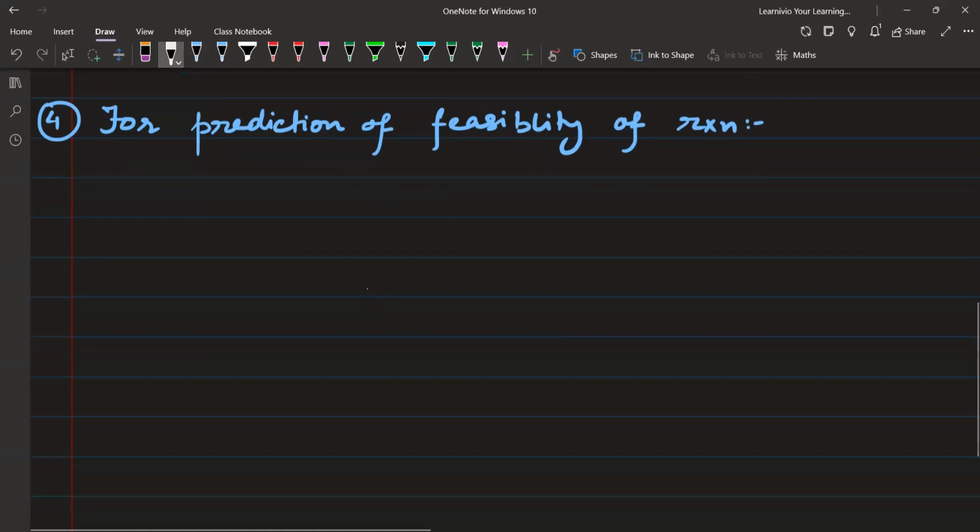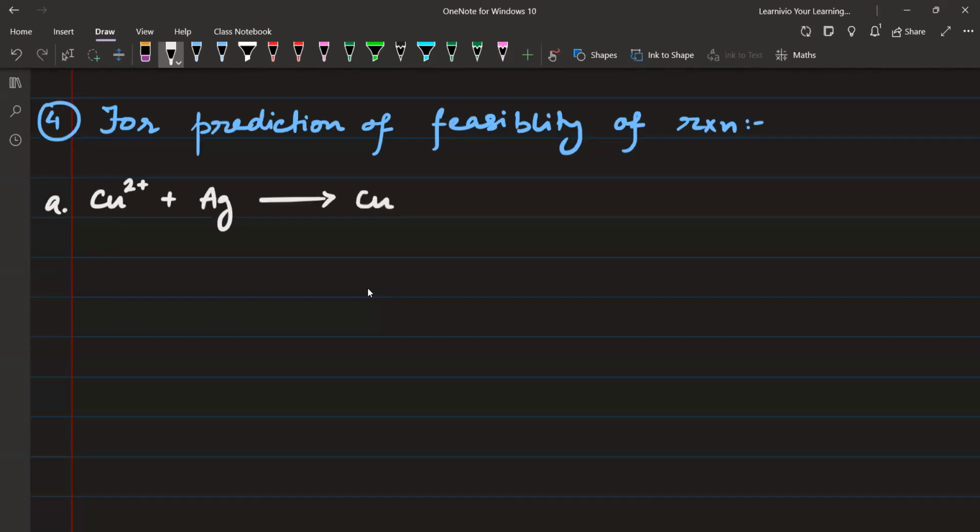They have given you, let's suppose, a reaction like this: Cu2+ plus Ag is giving you Cu plus Ag+. Don't worry about balancing the charges. They're asking whether this reaction can occur or not occur. By the way, they can also give you something like this. Rather than writing Cu2+, they can give you CuCl2 plus Ag gives Cu plus AgCl.